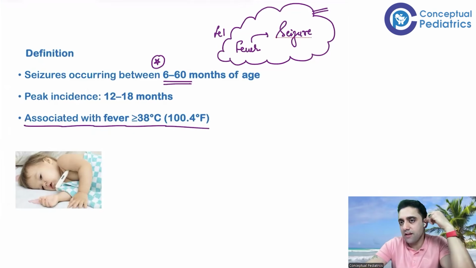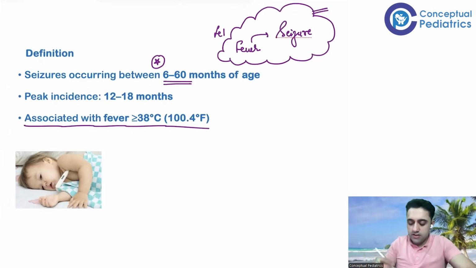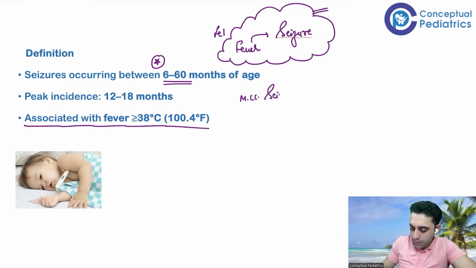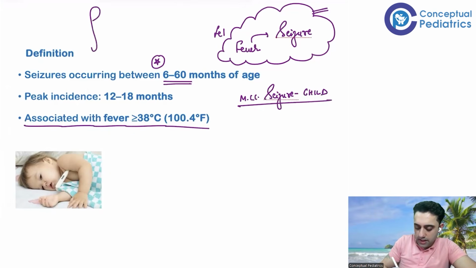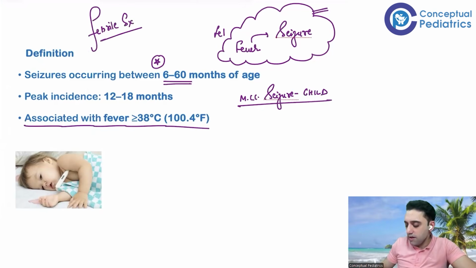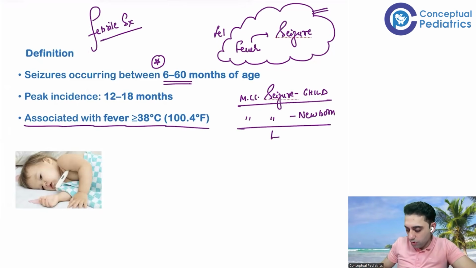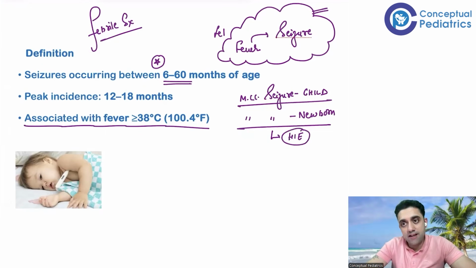So three questions are there. Which is the most commonest cause of seizure in a child? The answer is febrile seizure, number one. Number two, very importantly, which is the most commonest cause of seizure in a newborn? The most commonest cause of seizure in a newborn will be HIE. What is HIE? Hypoxic ischemic encephalopathy.